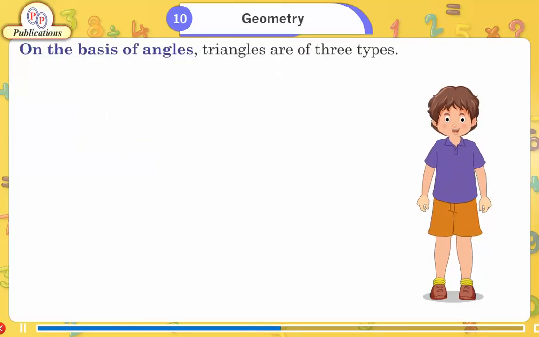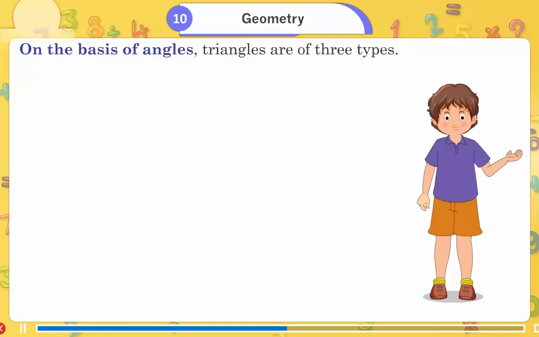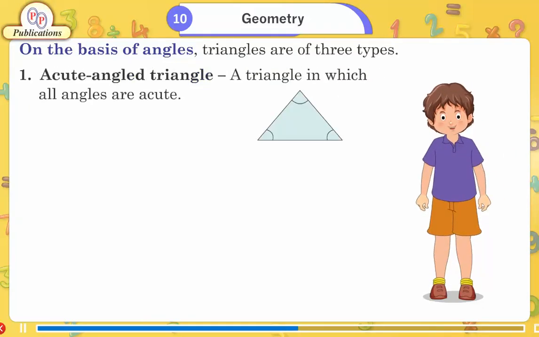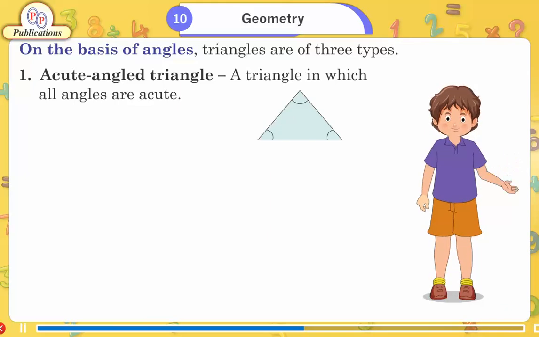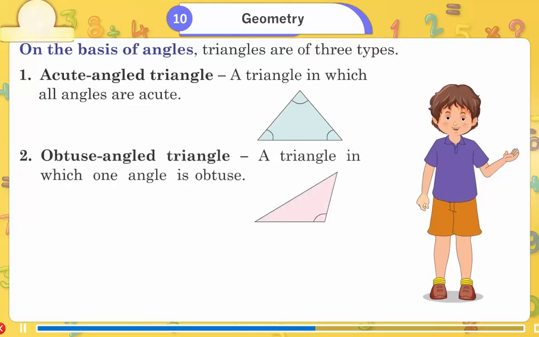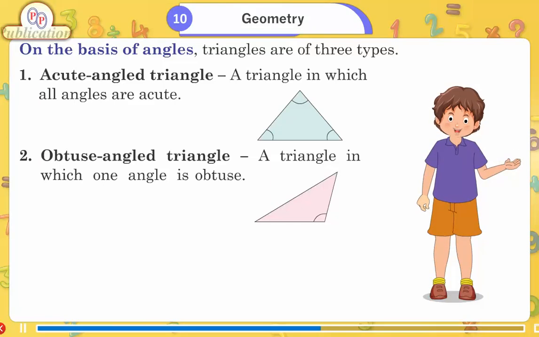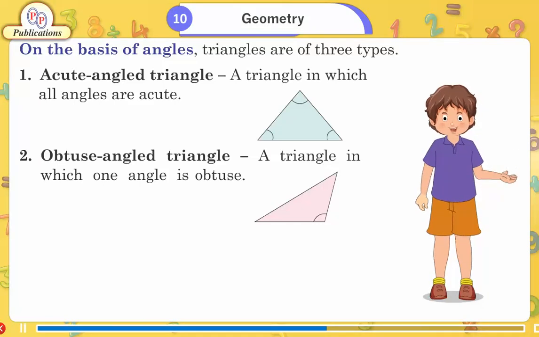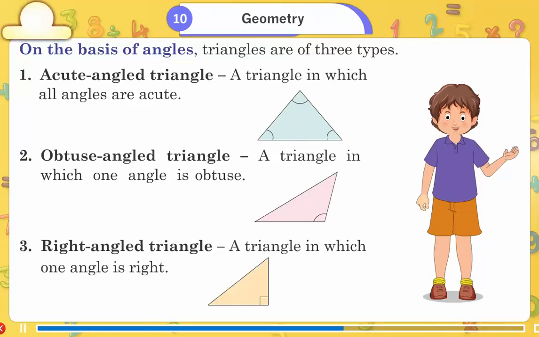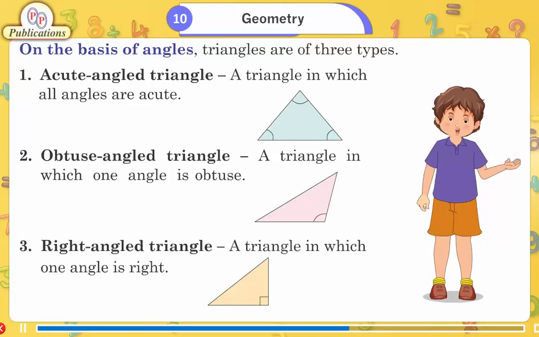On the basis of angles, triangles are of 3 types. 1. Acute angled triangle, a triangle in which all angles are acute. 2. Obtuse angled triangle, a triangle in which one angle is obtuse. 3. Right angled triangle, a triangle in which one angle is right.